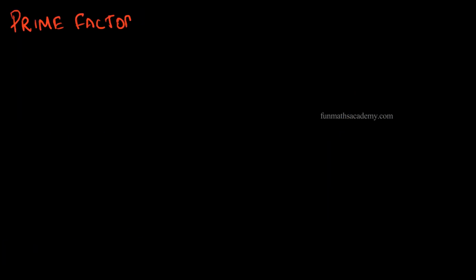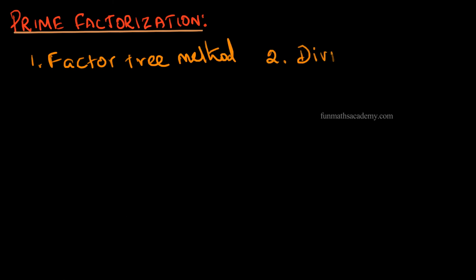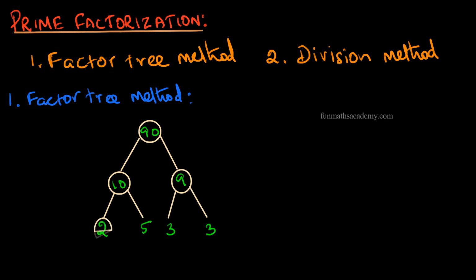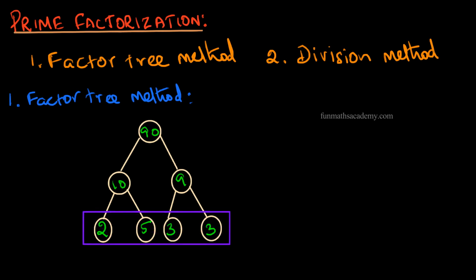Prime factorization can be done by two methods. Number 1, factor tree method. Number 2, division method. In factor tree method, we first write the given number as a product of two numbers. If those two numbers are prime, then we would stop there. If not, we further write each number as a product of two numbers. We continue to do so until all the factors are prime. Once we get all prime numbers, we stop and write the given number as a product of these prime factors.